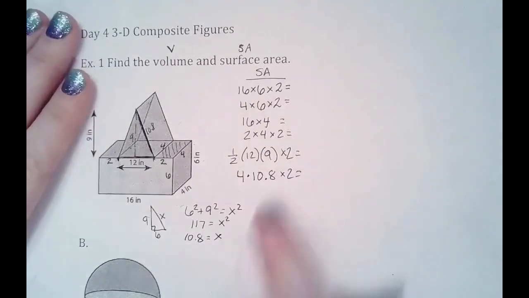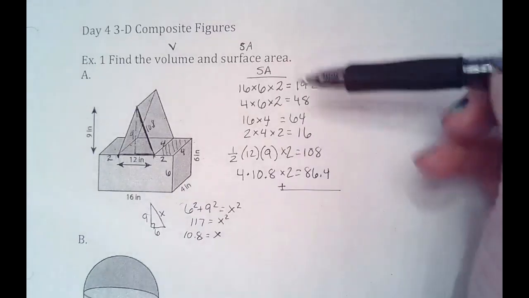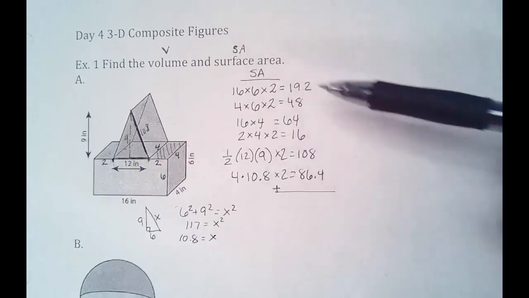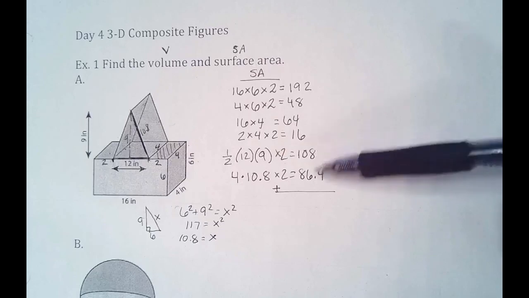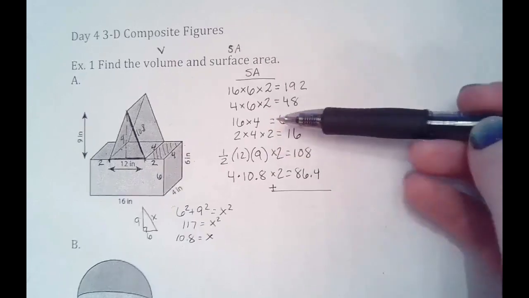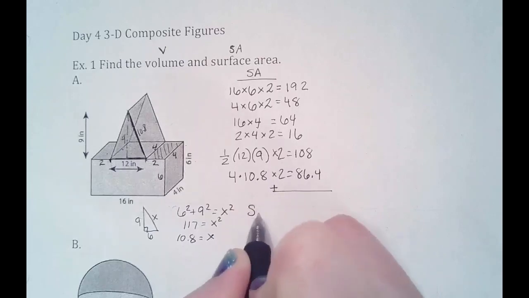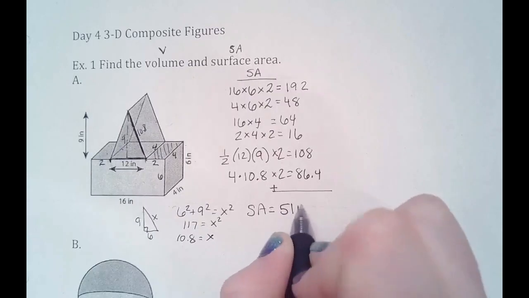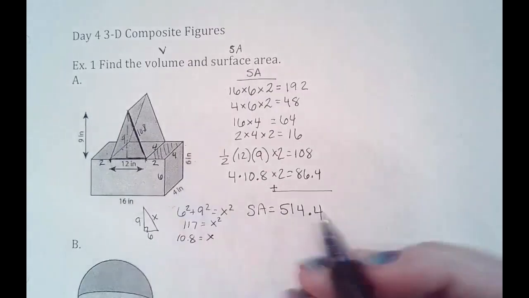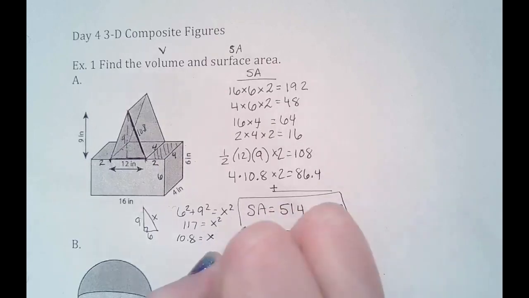Take a second and calculate all of these in your calculator or in your head. Okay, double check your measurements with me. I have 192, 48, 64, 16, 108, 86.4. So that's the surface area combined. Now I need to add that all up. So my surface area, adding each of these up, I have 514.4, we're talking inches, and then because it's surface area, inches squared.